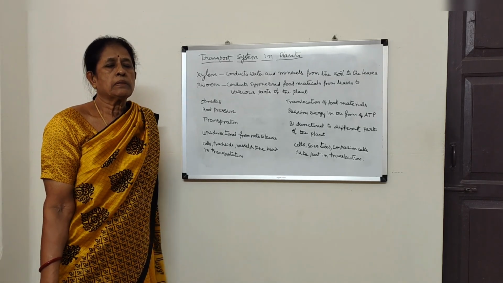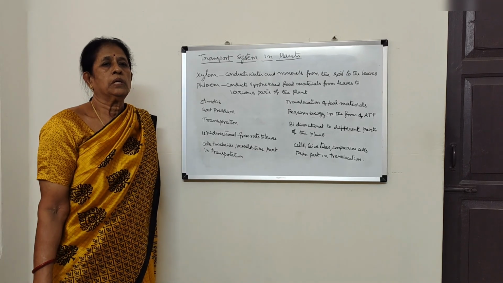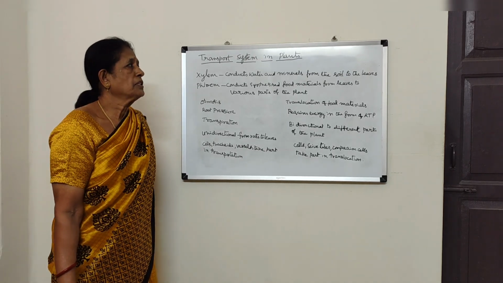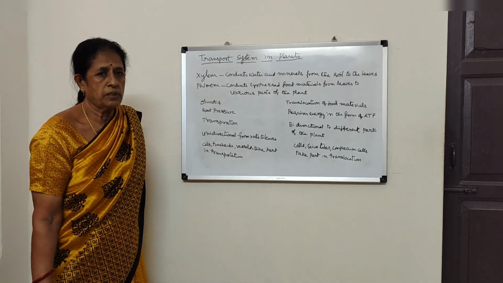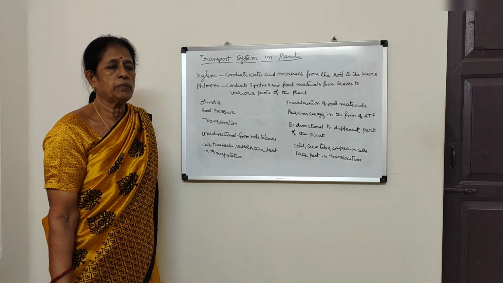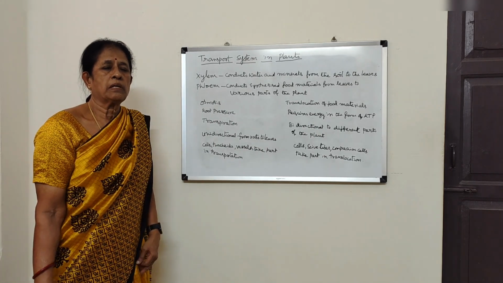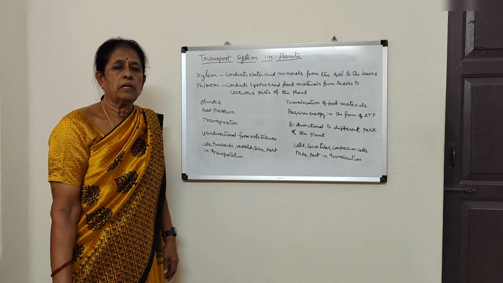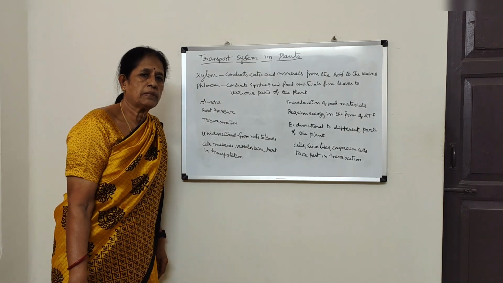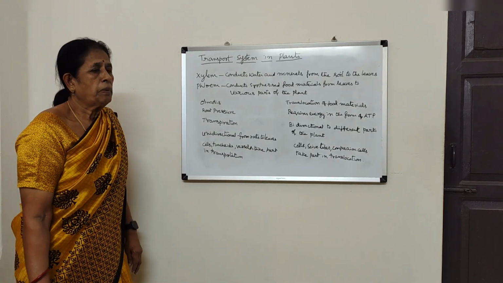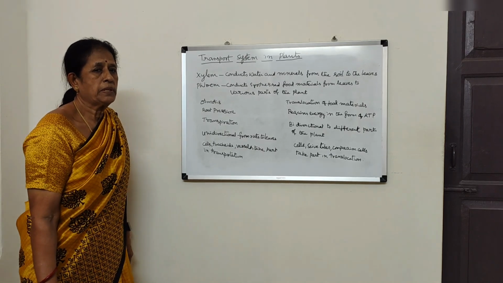So in the previous class we have studied how the circulatory system or transport system works in animals, especially in human beings: the structure of the heart, components of the circulatory system, heart, blood and blood vessels, etc. What about plants? How does transportation take place in plants?